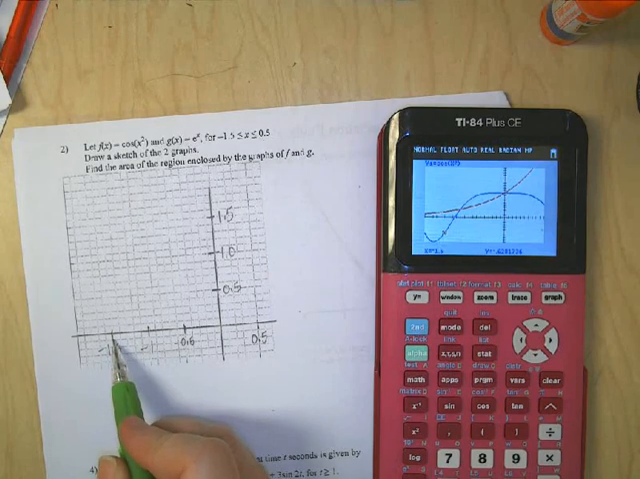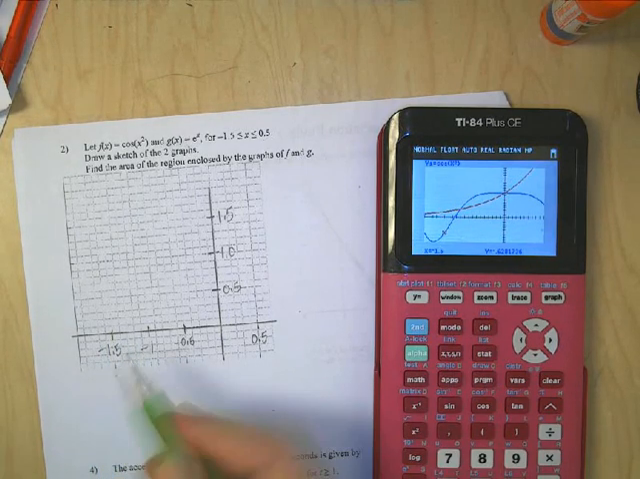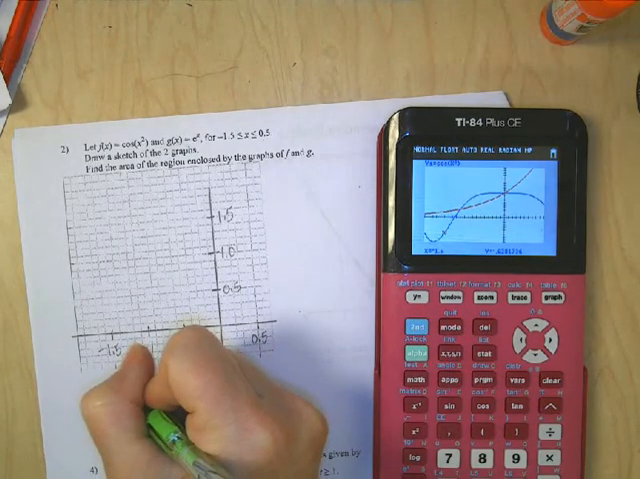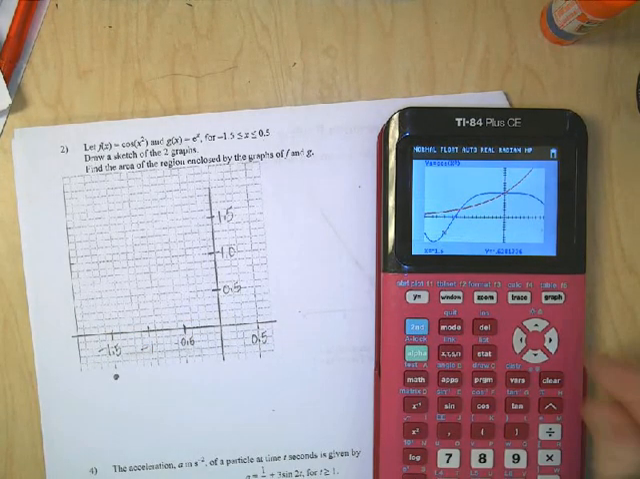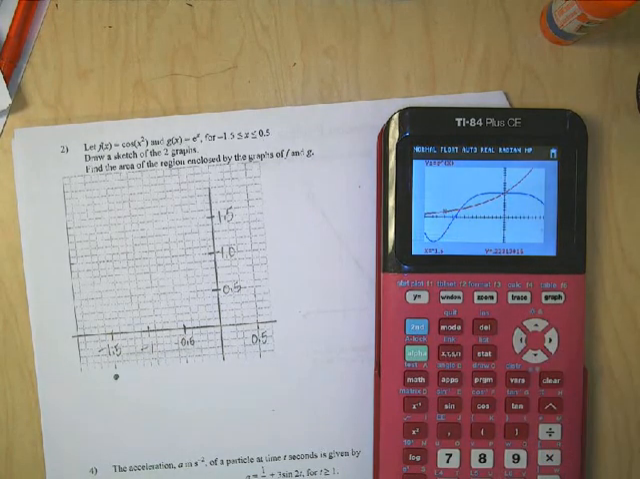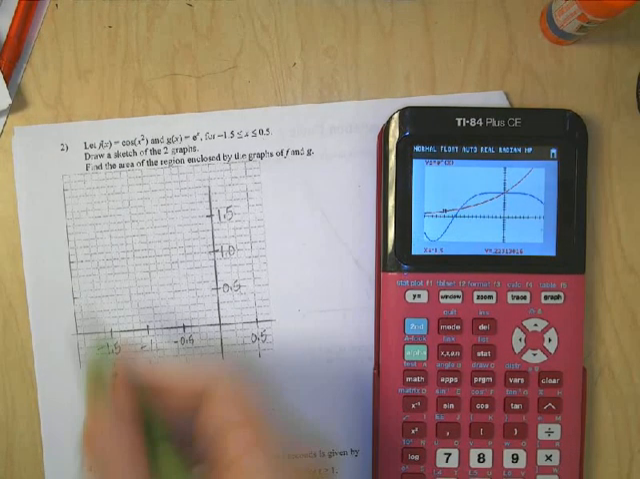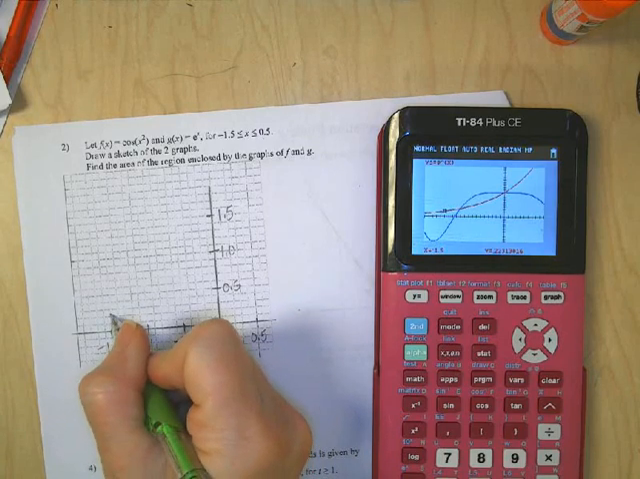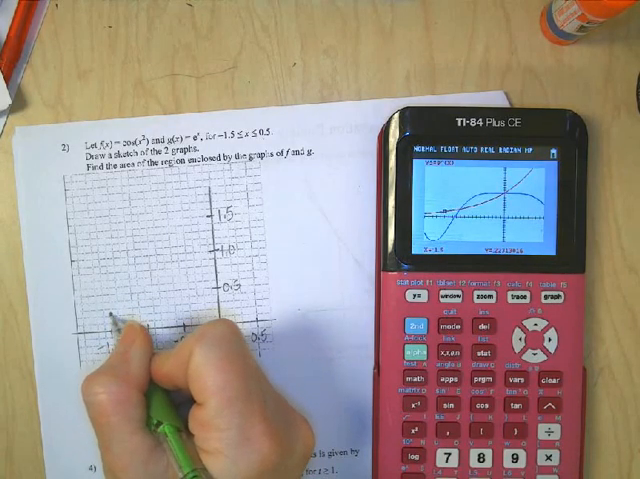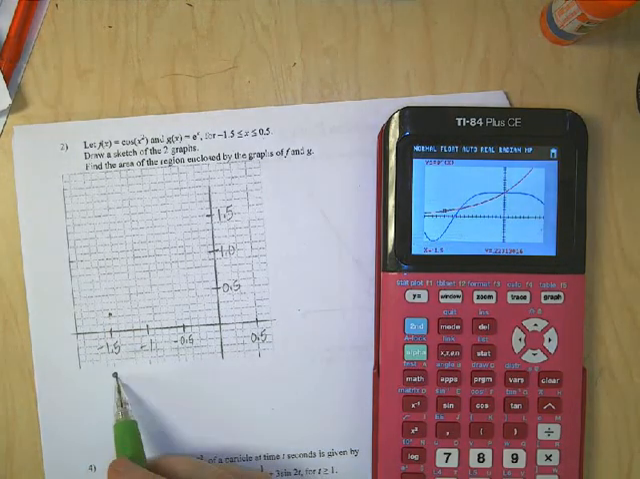So 1, 2, 3, 4, 5. Oops, it's kind of down here, so maybe I should have given myself a little more space. And notice this: I can jump to the red curve by pressing the up arrow. Its ending point at -1.5 is at 0.22. So this would be 0.1, 0.2, a little higher than that. Okay, so that's going to be the e to the x, and this is going to be the cosine.